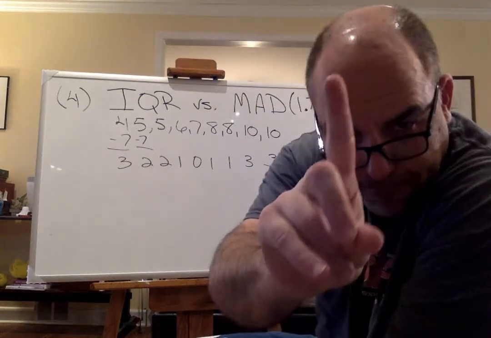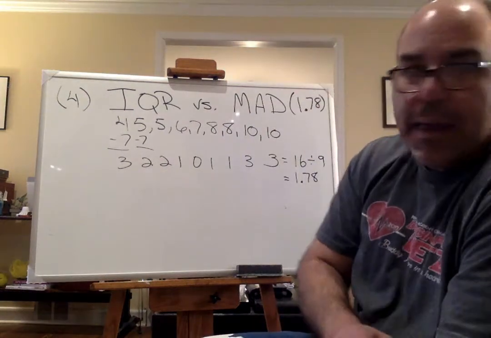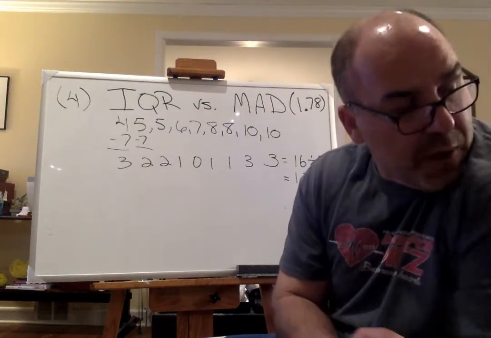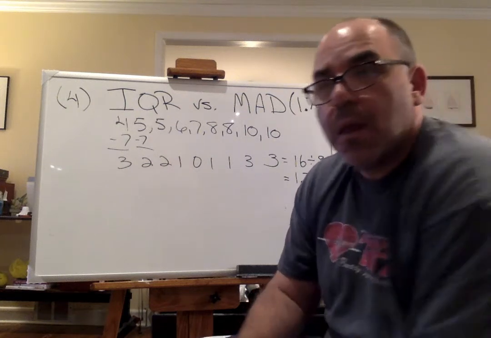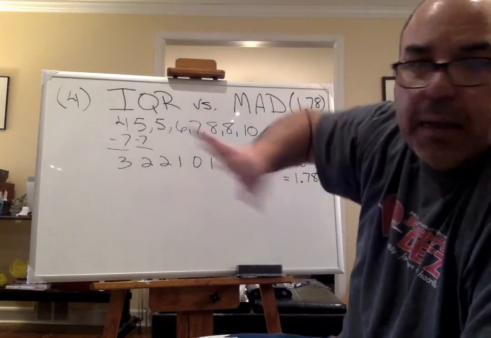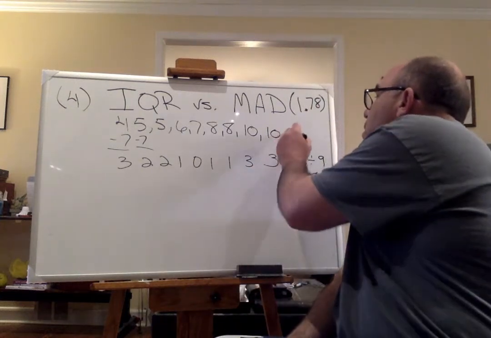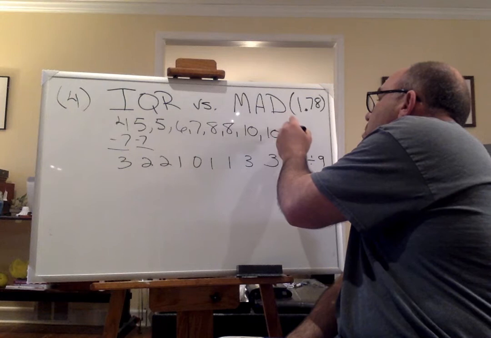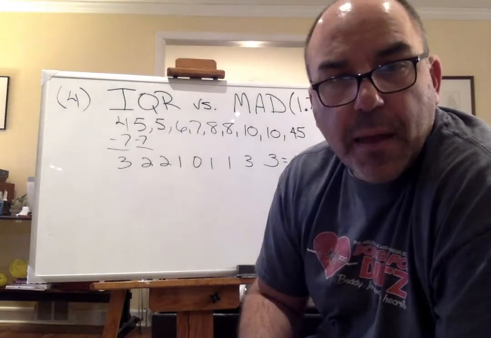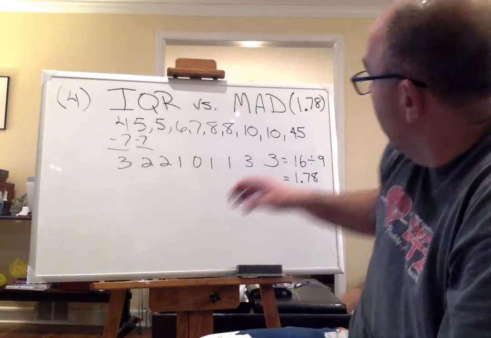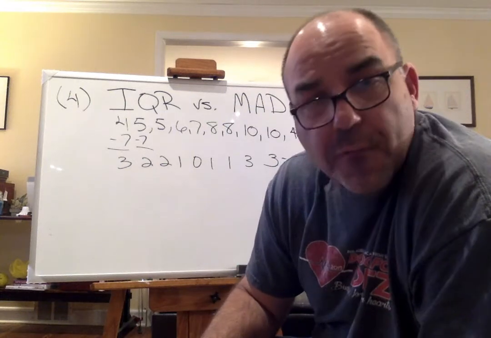But here's where it gets tricky. What if I added an outlier? Okay, and you might be saying, what's an outlier? Okay, well, an outlier is a number that is way beyond what the rest of these numbers are. So if I added a number like 45 to that list, okay, and that'll happen. You'll get a list of numbers. Now, that 45 is going to throw everything off, okay?